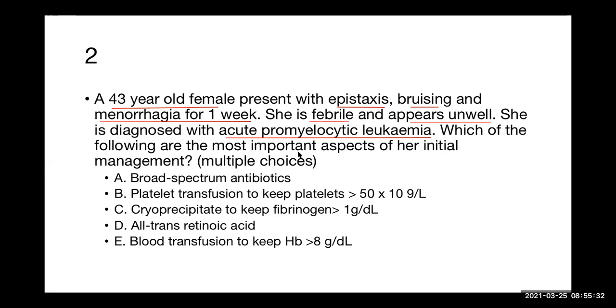Which of the following are the most important aspect of our initial management? So multiple choices are there. Okay. So think about it. When we manage AML, there are certain general management and there are certain specific management. So probably there are multiple choices here. Broad spectrum antibiotics, platelet transfusion to keep platelet more than 50,000, cryoprecipitate to keep fibrinogen more than 1 gram per deciliter, all trans retinoic acid, and blood transfusion to keep the hemoglobin more than 8 gram per deciliter.